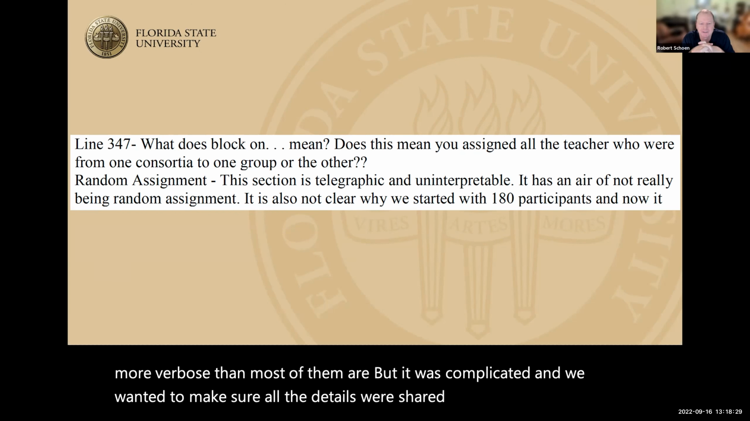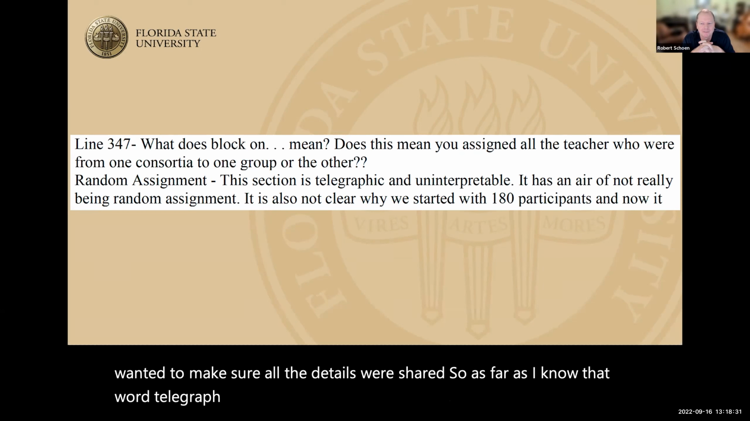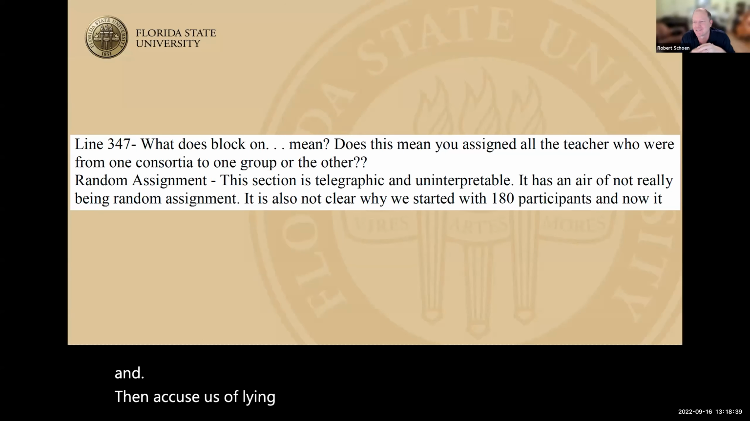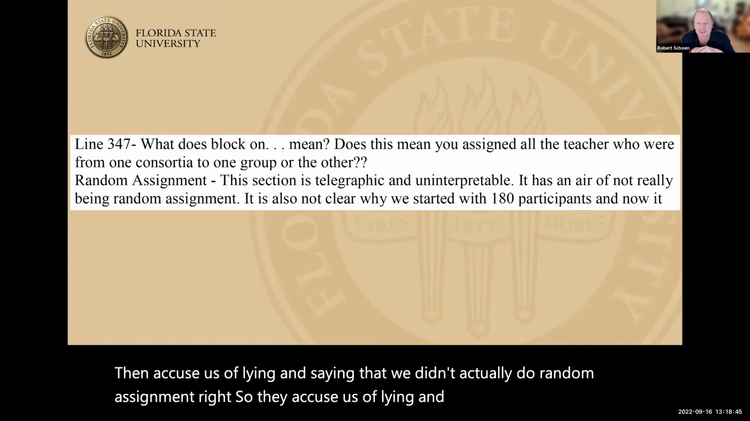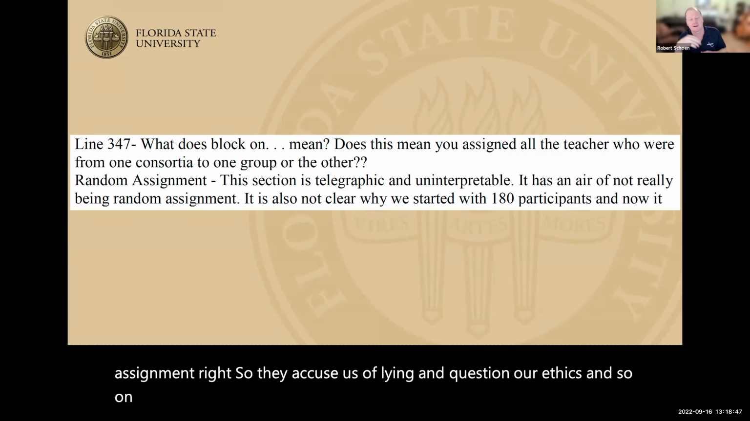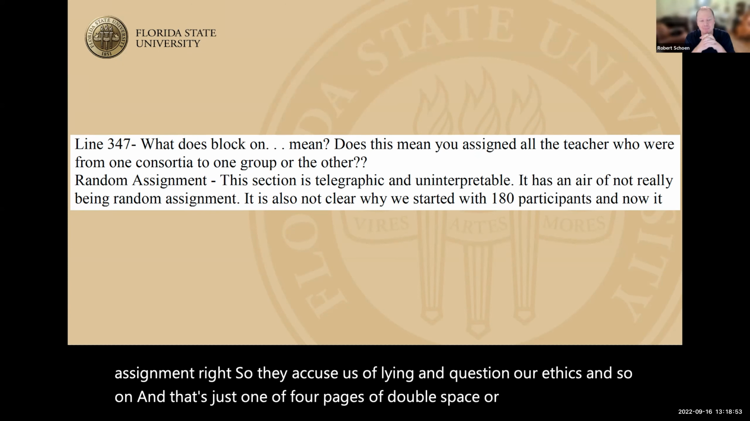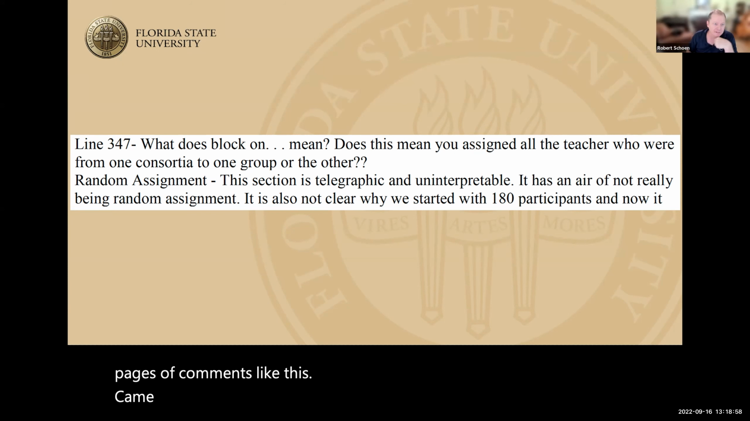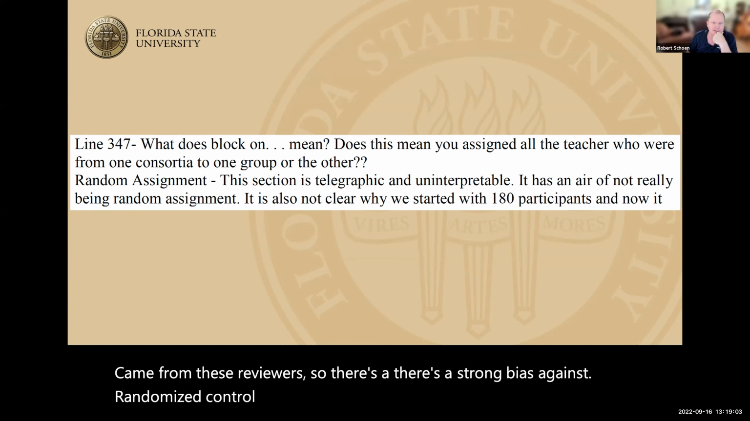So as far as I know, that word telegraphic means the opposite of that. But then they even go on and accuse us of lying and saying that we didn't actually do random assignment, right? So they accuse us of lying and question our ethics and so on. And that's just one of four pages of single-spaced comments like this that came from these reviewers. So there's a strong bias against randomized controlled trials, and it makes it hard for them to get published in journals in my field.